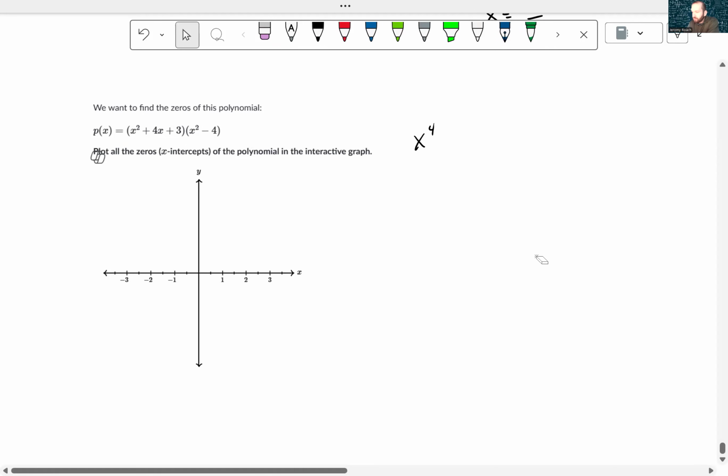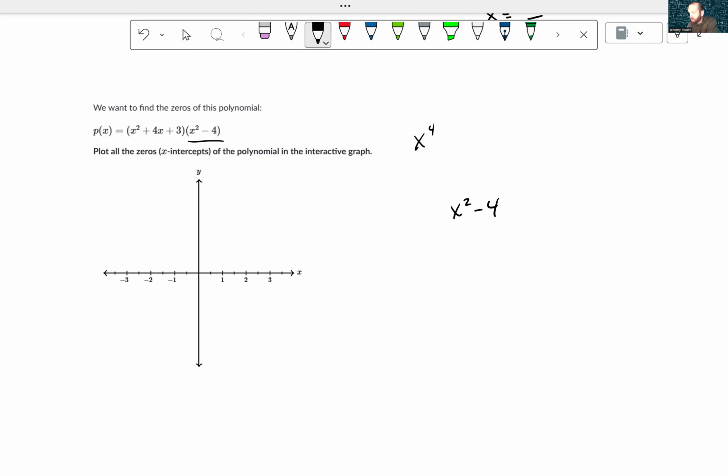Let's start with the part that we know though. We know this part here, x squared minus 4 equals 0. If we add 4 to both sides, we get x squared equals 4. Take the square root of both sides and we get x equals 2. So 2 is one of our zeros.